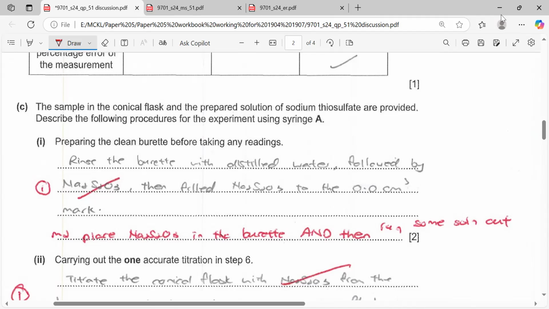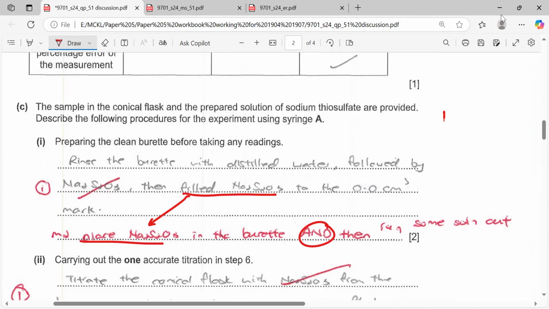So you need to make sure that you rinse the burette with the solution first. Then take it out and then you fully fill it with sodium thiosulfate. So 1 mark there. The second mark is you have to place sodium thiosulfate, which is this part of mine. This is this one. But because of the word and, that's why I didn't get my second mark. And then run some solution out.